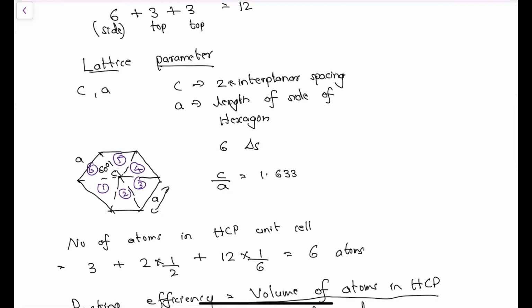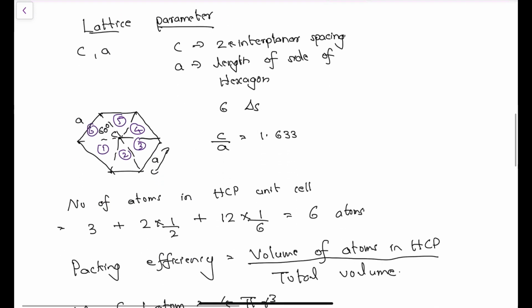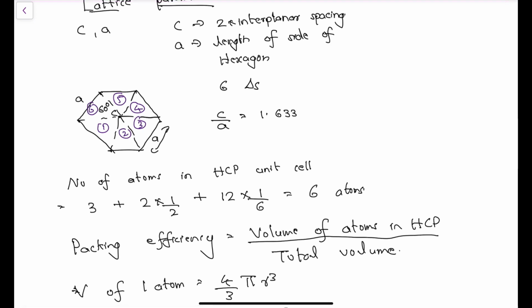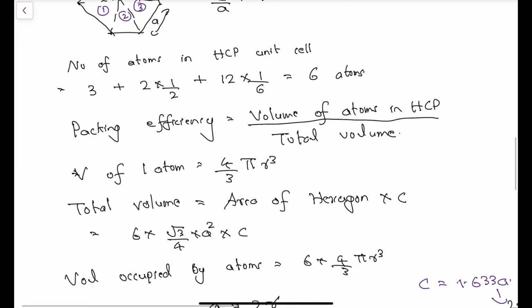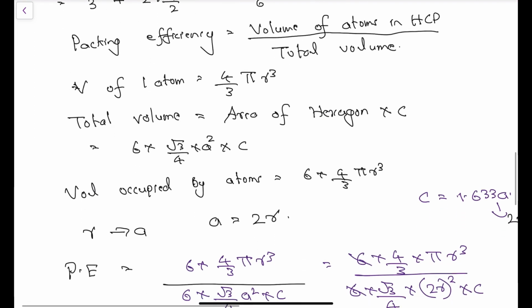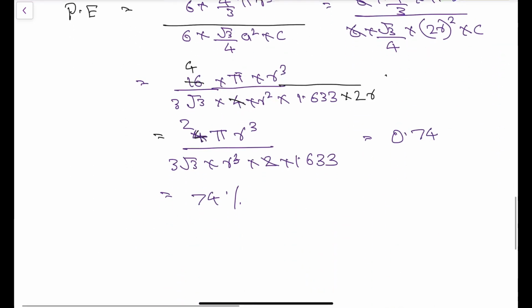And here the lattice parameters are A and C. Here, A is the side of the hexagon and C is the distance between an A layer and another A layer on top. And the ratio C by A can be derived, but here we are directly writing it as 1.633. So the number of atoms in the unit cell is 6 atoms. So the packing efficiency is the volume of atoms in HCP by the total volume. So you will find the packing efficiency as 74%.